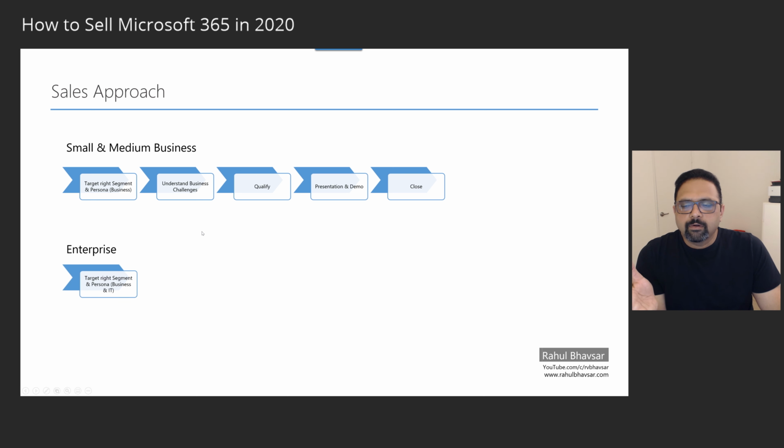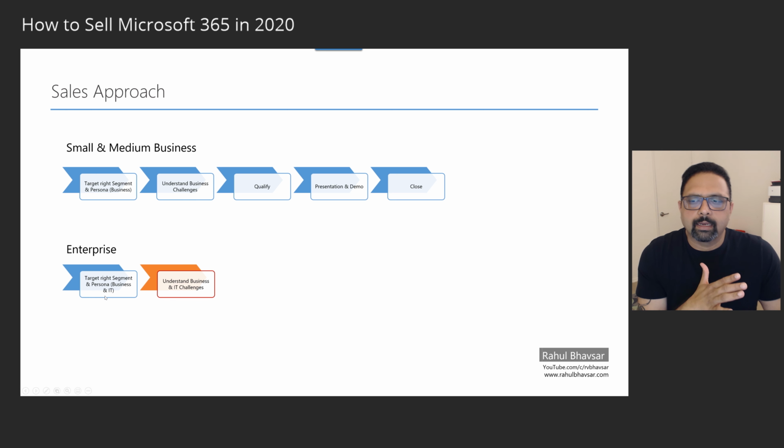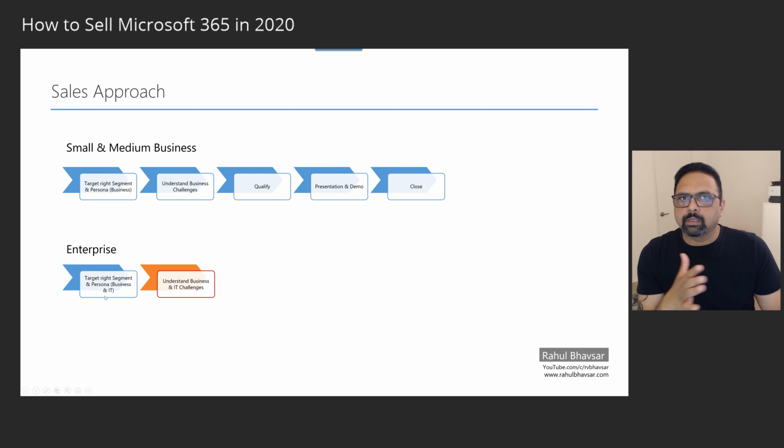So how is it different for enterprise? It's very similar, except one or two different steps, and there are certain changes. Everywhere you will see in business, I'm ensuring that you talk to business as well as IT. You don't want to ignore IT in enterprise sales. The IT department, the CIO or CTO, is really, really important in the play.